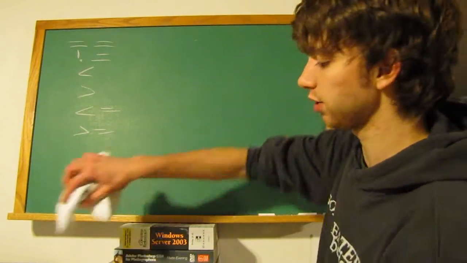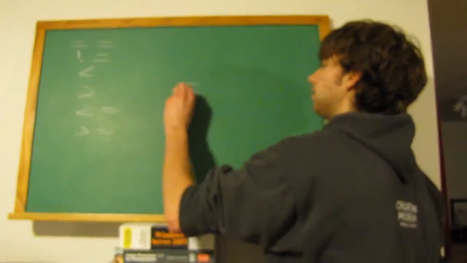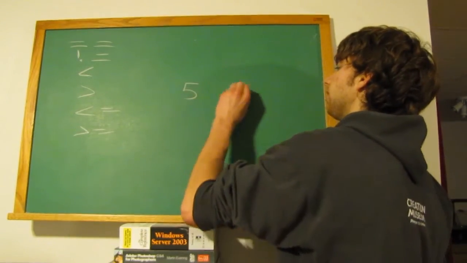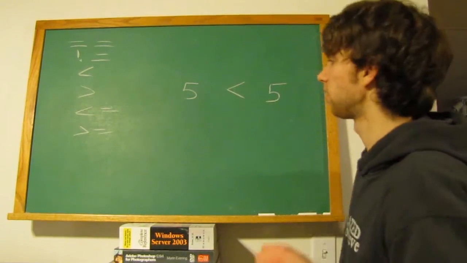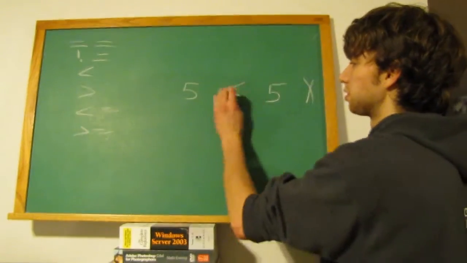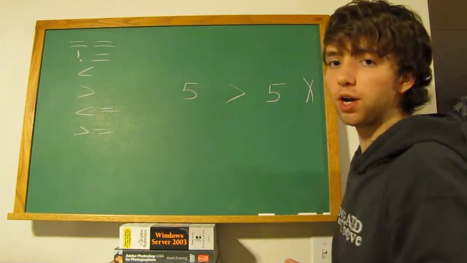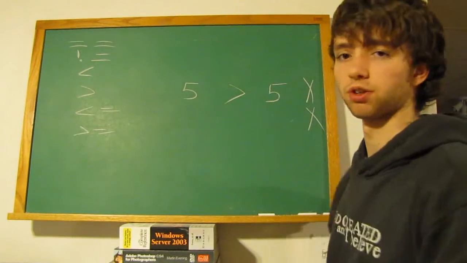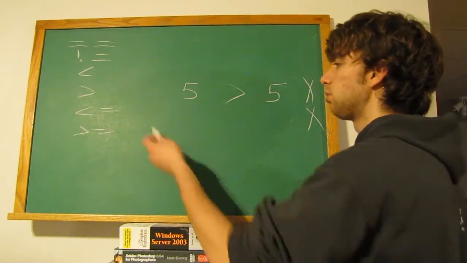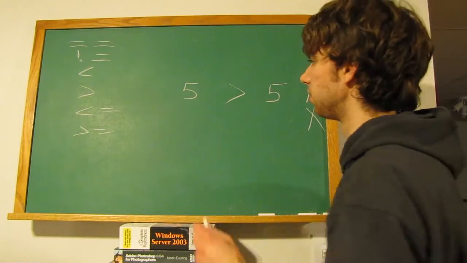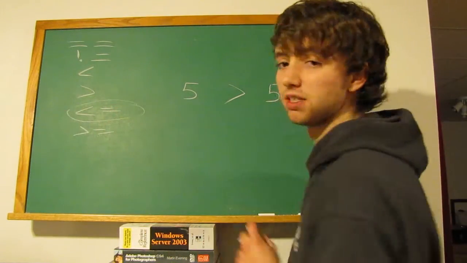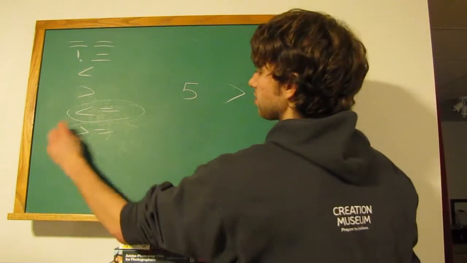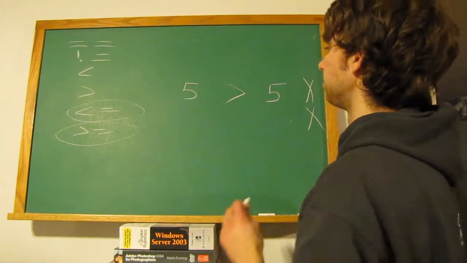Alright, now, what if they're equal, such as 5 is less than 5? Well, that's going to return false. What if we switch this? 5 is greater than 5. That's also going to return false. So we actually have two more operators used for when they're equal. So this one is less than or equal to. This one is greater than or equal to.